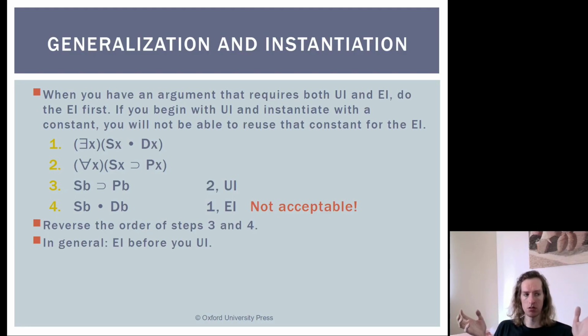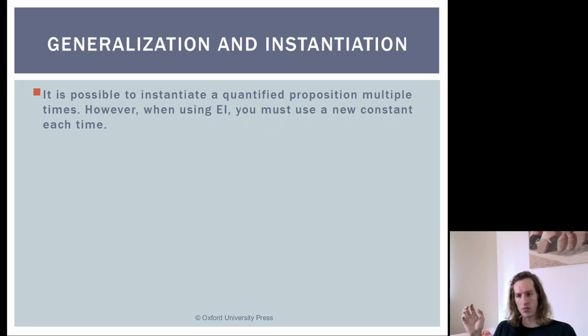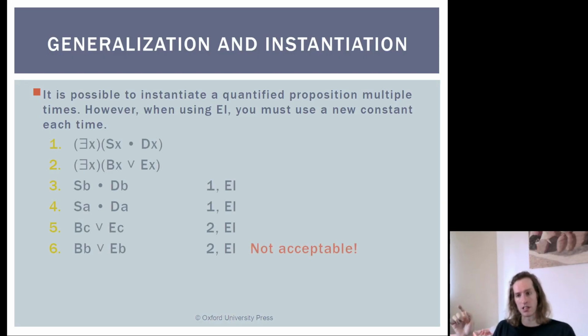Now, it is possible to instantiate a quantified proposition multiple times. However, when using existential instantiation, you must use a new constant each time. So for example, here we have two different existentially quantified formulas, and we're going to want to existentially instantiate them both. Unlike universally quantified formulas that can use the same constants as happened before, if we want to instantiate each of these formulas, we're going to have to use new constants. So we can't get these to play nice with each other in the same way that we can get existentially quantified things to be compatible with universally quantified things.